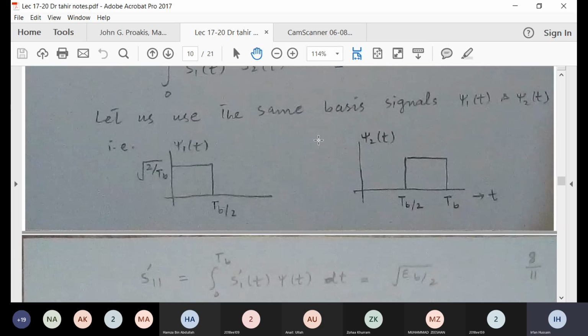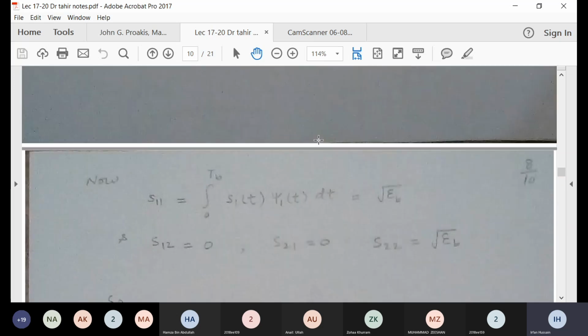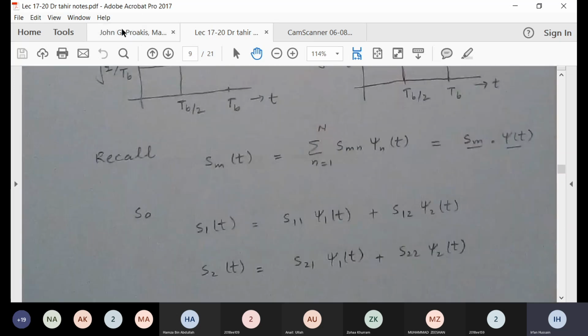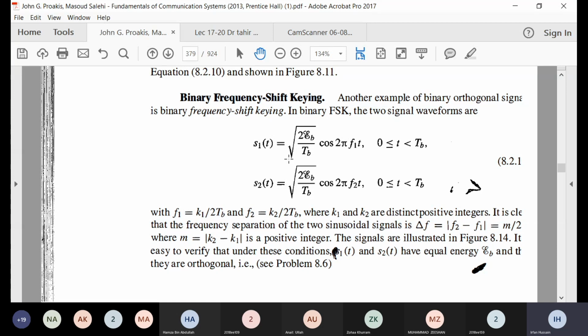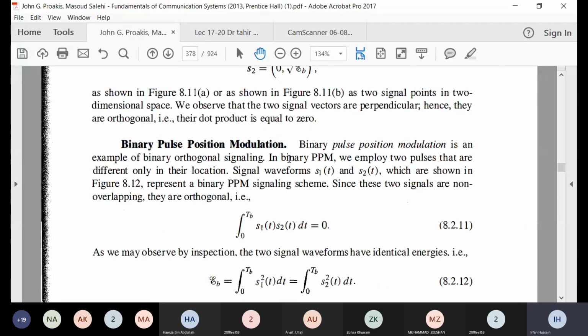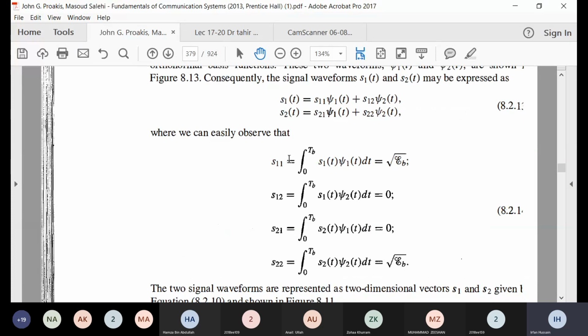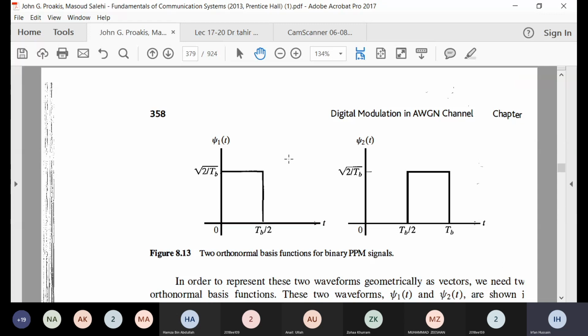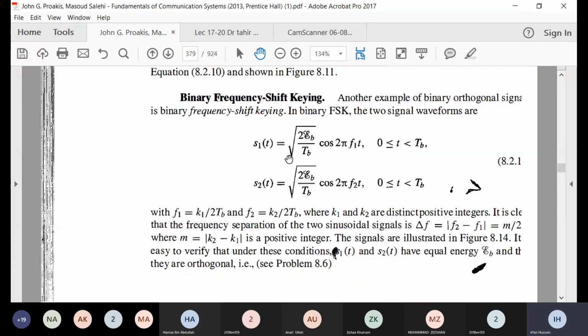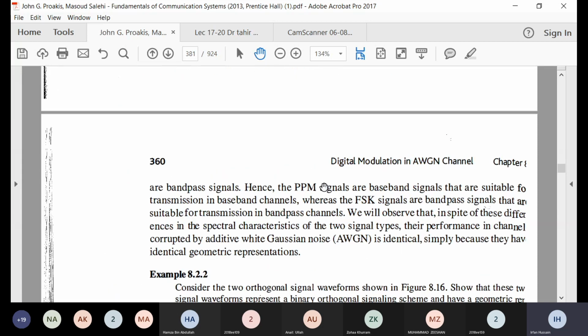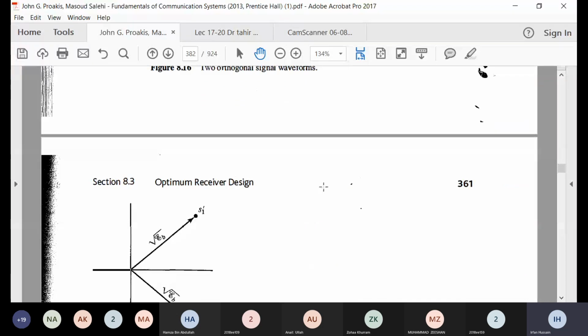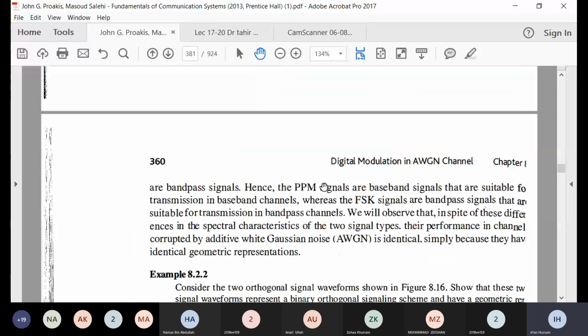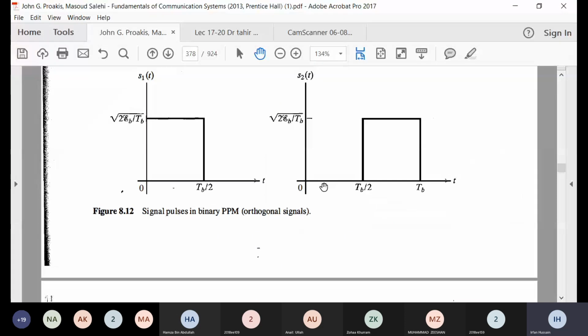So if you have any questions, you can ask. We have covered up to binary pulse amplitude modulation. You could see that we can choose two orthonormal bases, and we will be studying frequency shift keying in the next lecture. An example we can also do in the next lecture. So if you have any questions, you can ask.